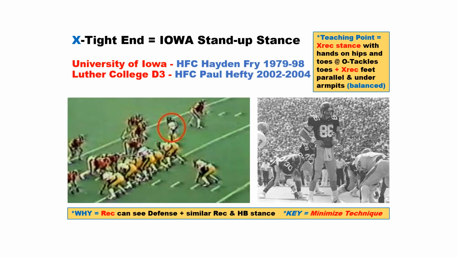One other way to simplify this for your X receiver is we use an old Iowa stand-up stance. What's going to happen here is he'll take that 3-foot, 4-foot split, but now he can put his toes on the toes of the tackle, kind of crowd the line of scrimmage, puts his hands on his hips, and has his feet underneath his armpits, a little wider stance, and they're parallel so that he can plant and push off either foot. The advantage here is he can see everything, and it's very similar to what we're asking our wide receivers to do with their normal receiver stance.